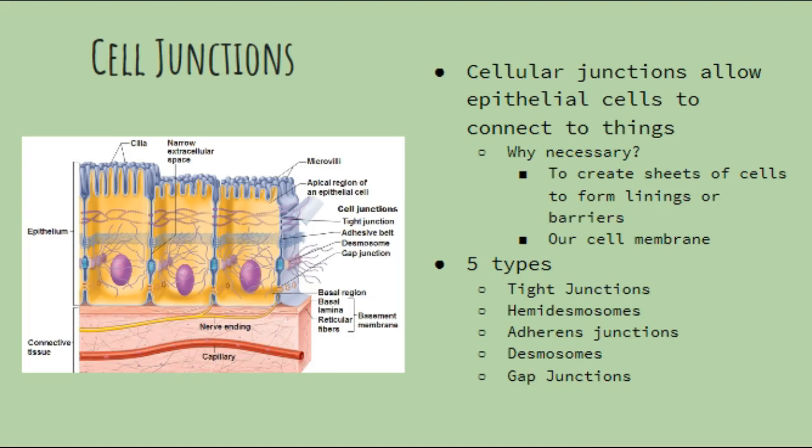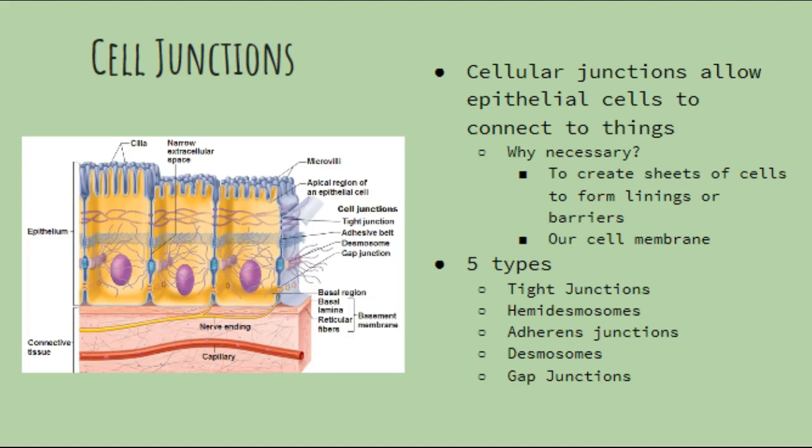Cellular junctions are our next topic. Cellular junctions are needed because they allow epithelial cells to connect to different things. Why is this needed? Because epithelial cells create sheets and layers of cells to form linings and barriers for our body and membranes and a whole bunch of things. Epithelial cells were compared to our body's cell membrane because it acts as a barrier.